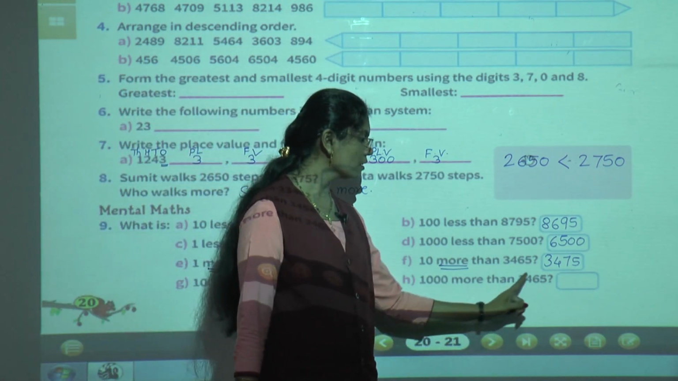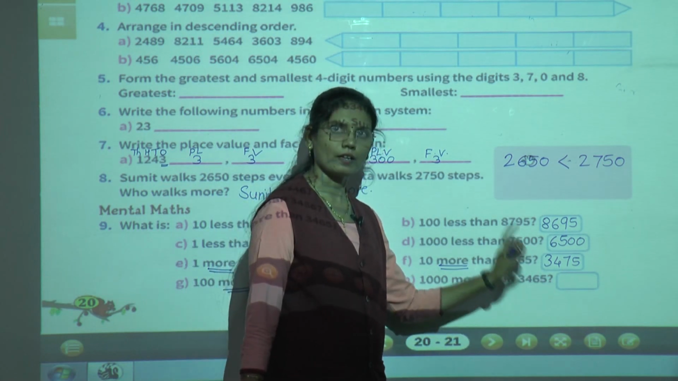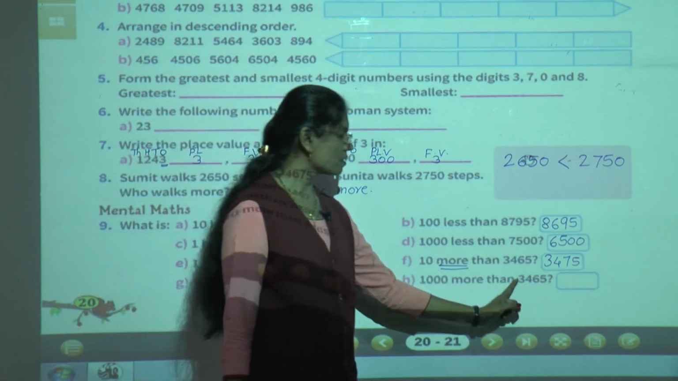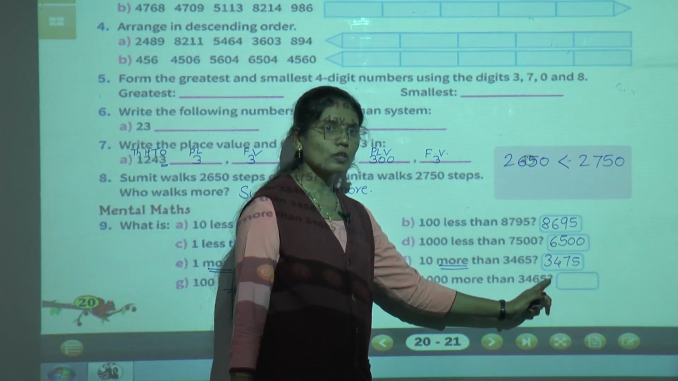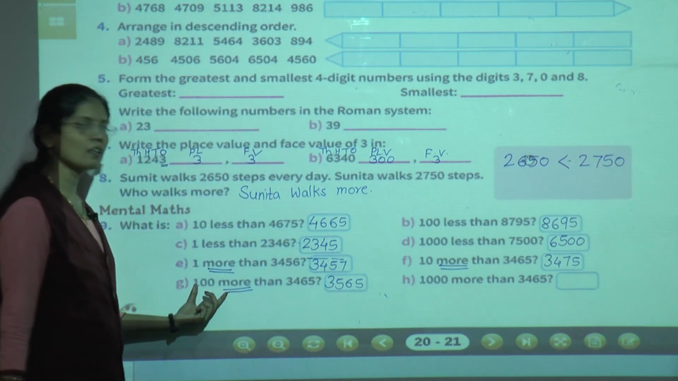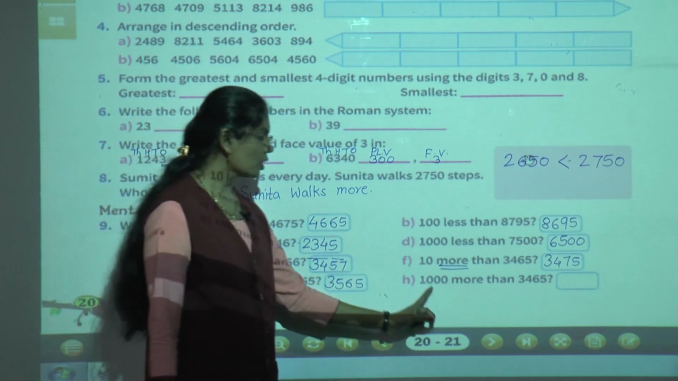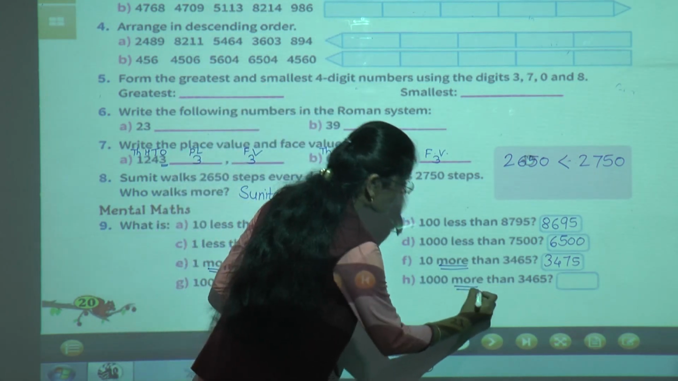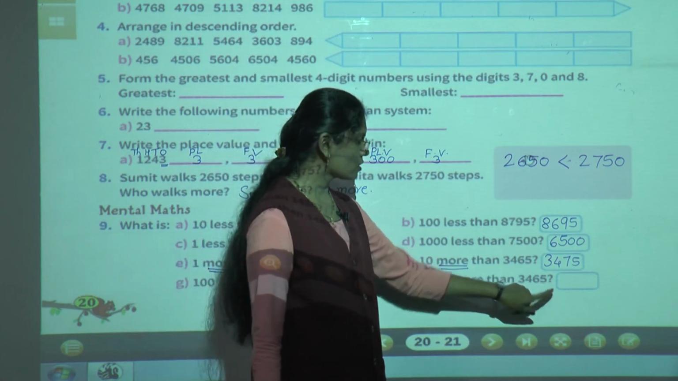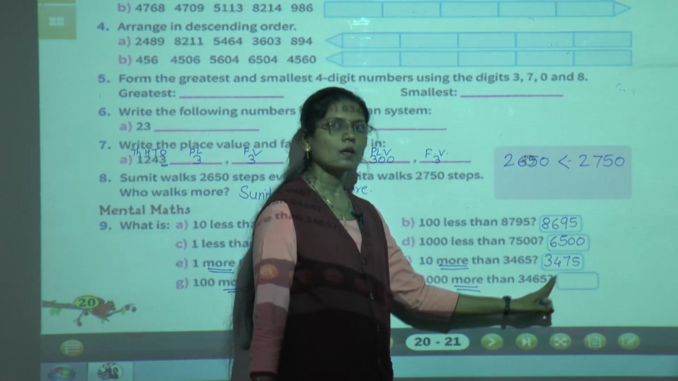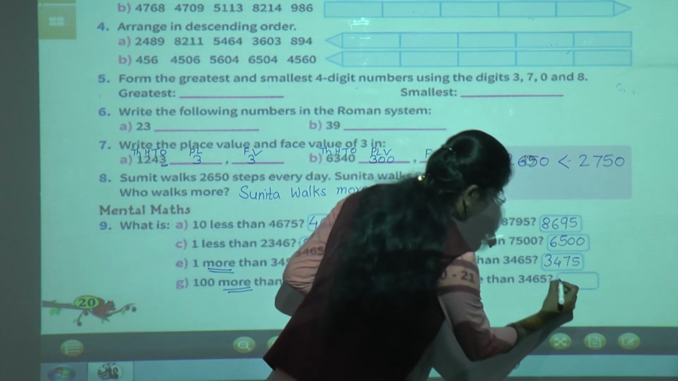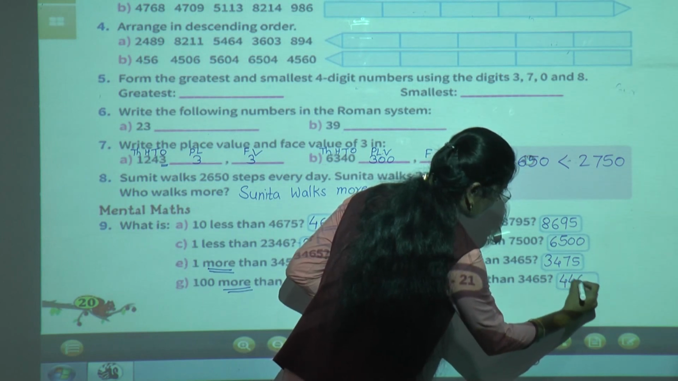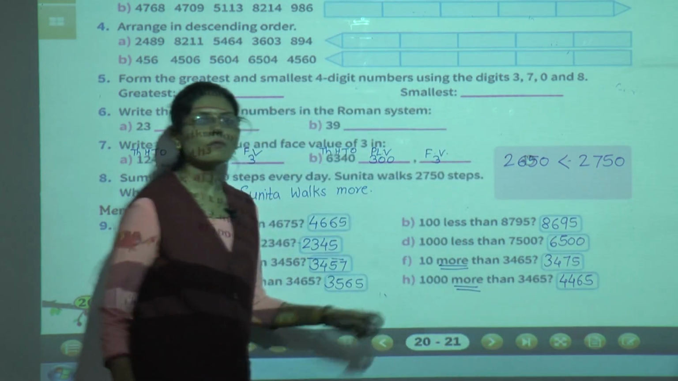Now see the last question. 1000 more than 3465. Now see here the number is same, 3465. So don't be confused. Here what you have to do? In the previous one 100 more was there and here you have to add 1000. 1000 more than. So add 1000 in this number. Do the addition. 3465 plus 1000. If we do the addition, then what will be the answer? 3 plus 1 is 4, 4465. This is our final answer.